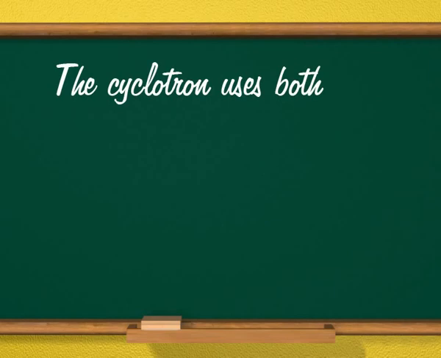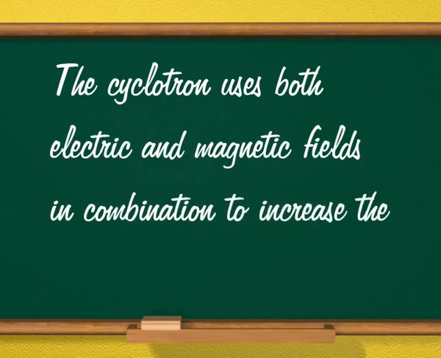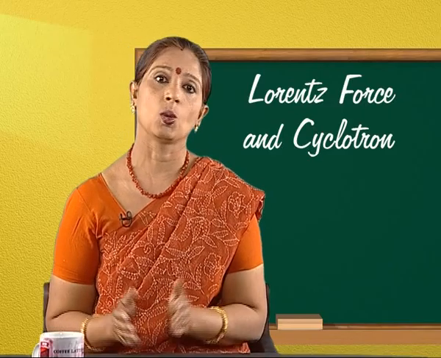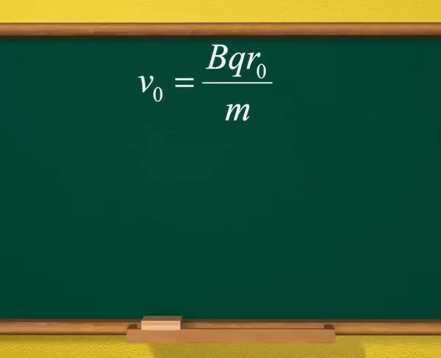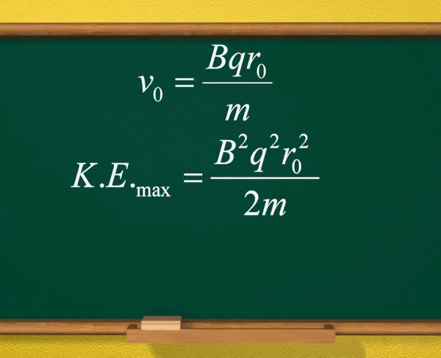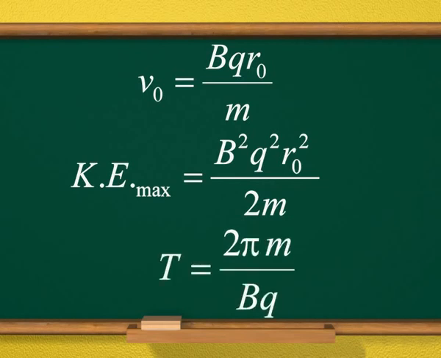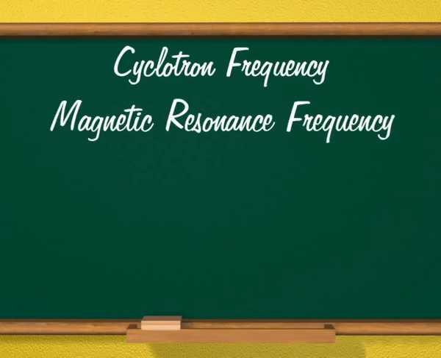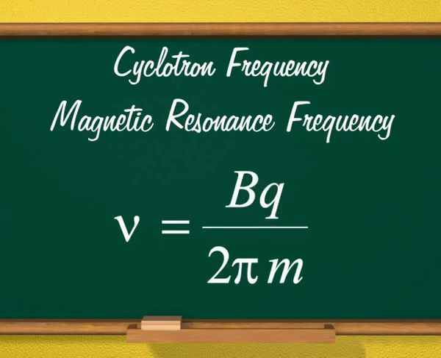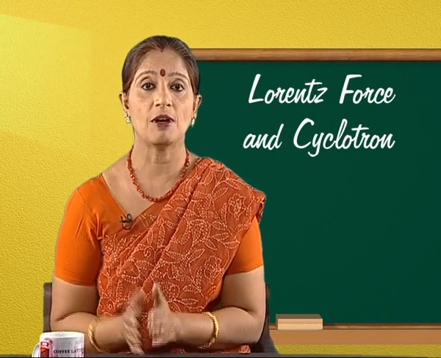The cyclotron uses both electric and magnetic fields in combination to increase the energy of charged particles. If V0 and R0 are maximum velocity and maximum radius of the circular path followed by the positively charged particle in cyclotron, then V0 is equal to BQR0 upon M. And maximum kinetic energy of the particle is equal to B square Q square R0 square upon 2M. And the time period of revolution of the particle is equal to 2 pi M upon BQ. Cyclotron frequency or magnetic resonance frequency is nu equal to BQ upon 2 pi M. Cyclotron is suitable only for accelerating heavy particles like proton, neutron, alpha particle, etc.